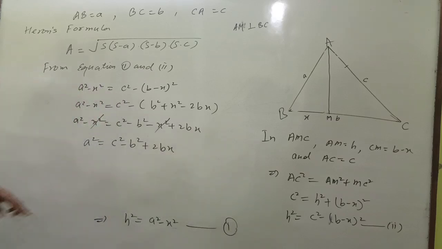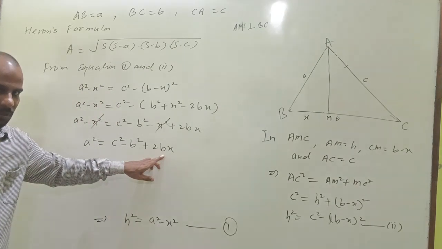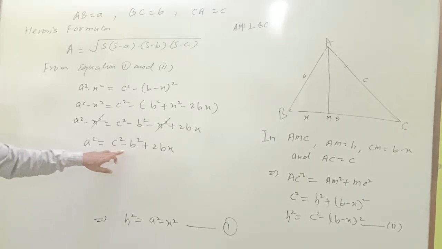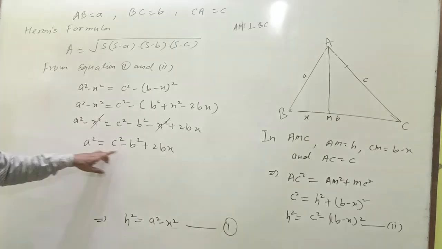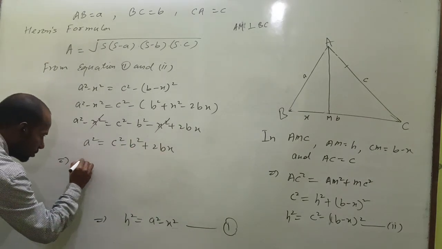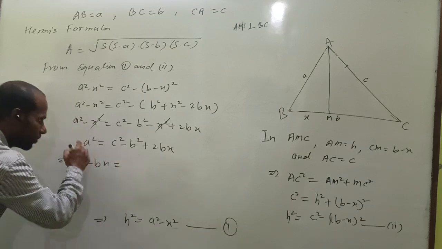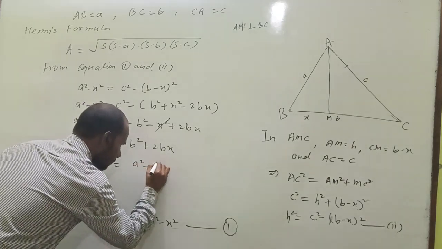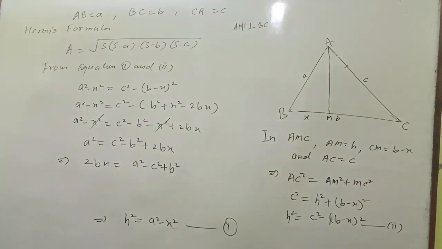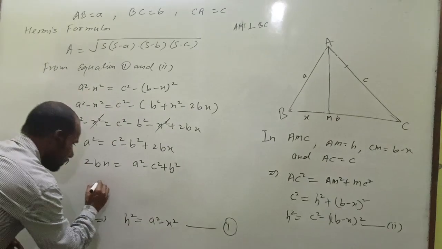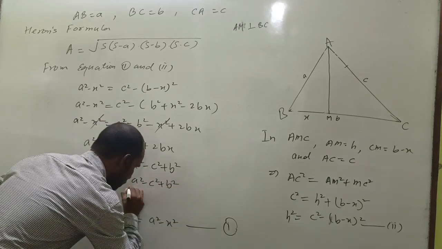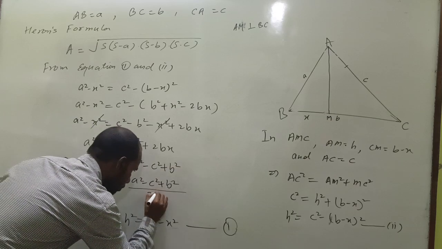Now we have to find the value of X. So for that we will take these two terms from this side to that side and we will write that term first. So it will become 2BX is equal to A square minus C square plus B square. So it means X is equal to A square minus C square plus B square divided by 2B.